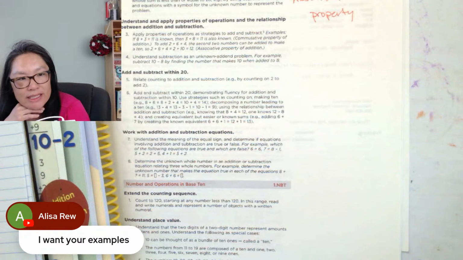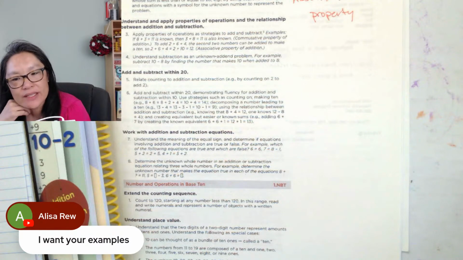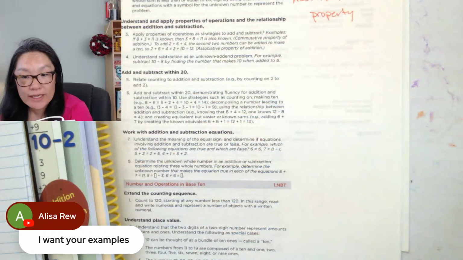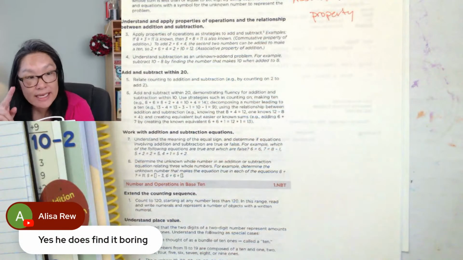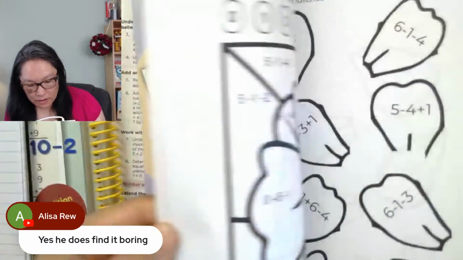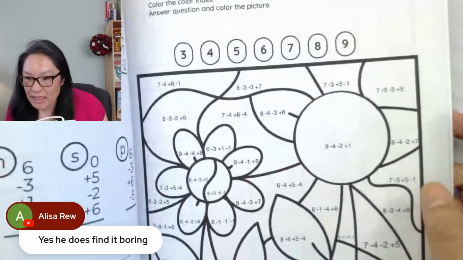Oh, so here's a question. Is there specific activities that he likes? That's the question for you. What sort of activities does he like? Does he like cutting? Does he like puzzles? Does he like color by number?